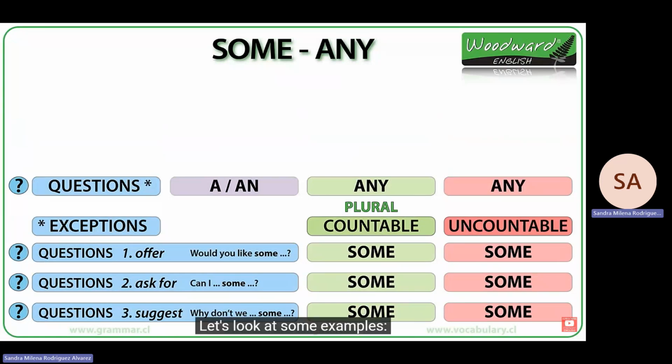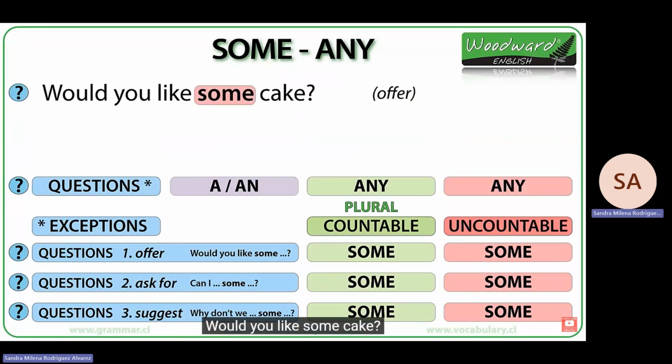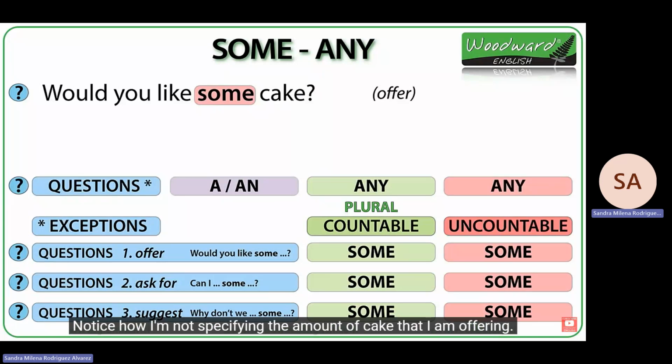Let's look at some examples. Would you like some cake? Here I am offering cake. When we offer something, we use some. Notice how I'm not specifying the amount of cake that I'm offering.